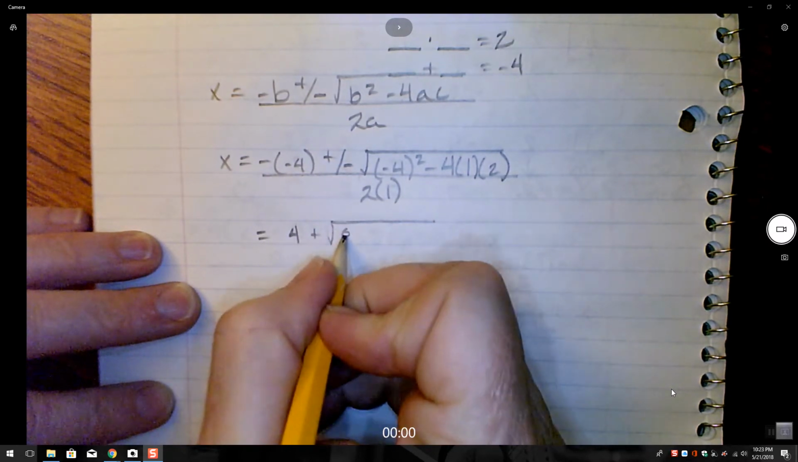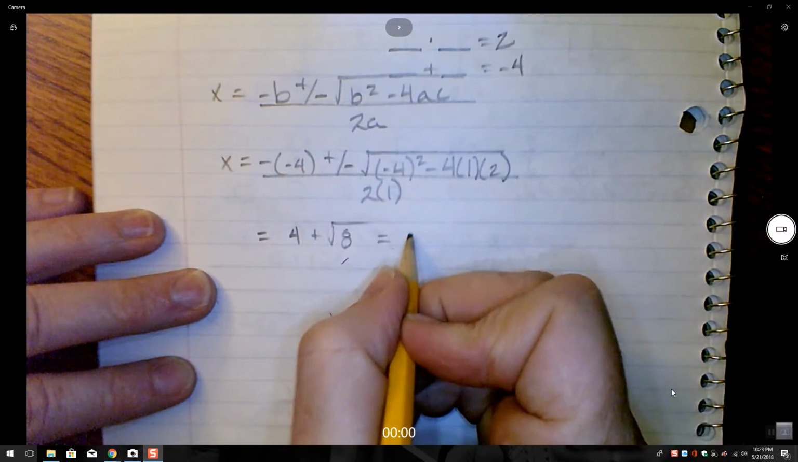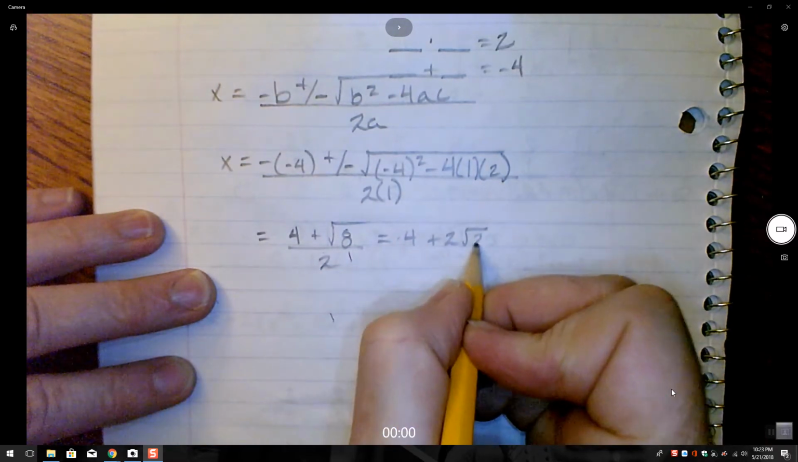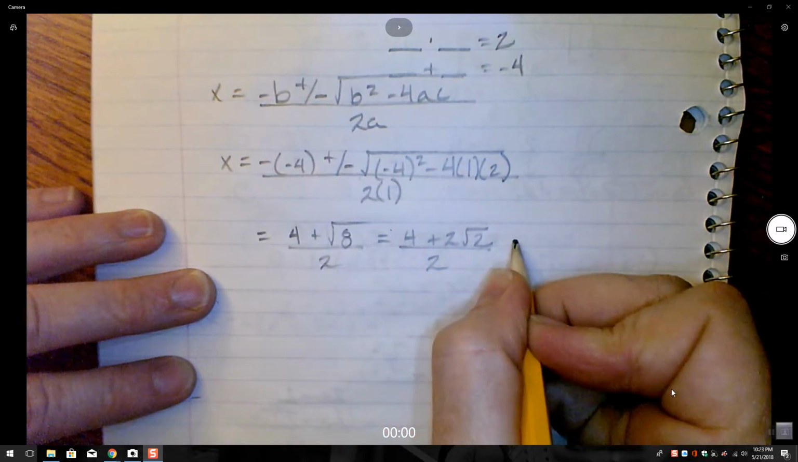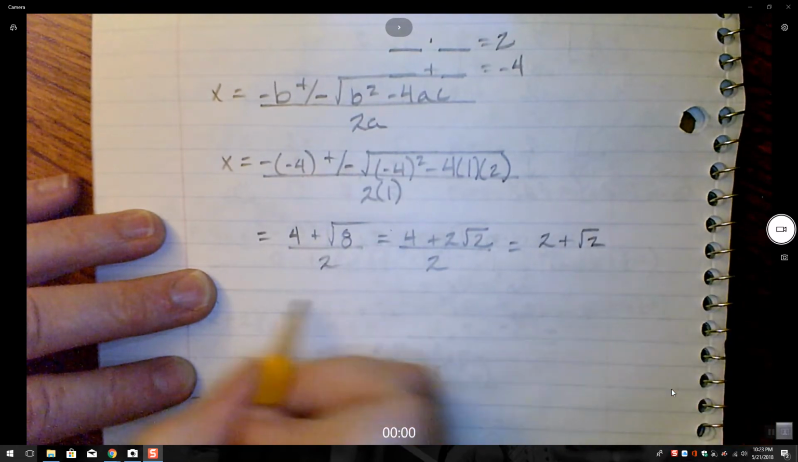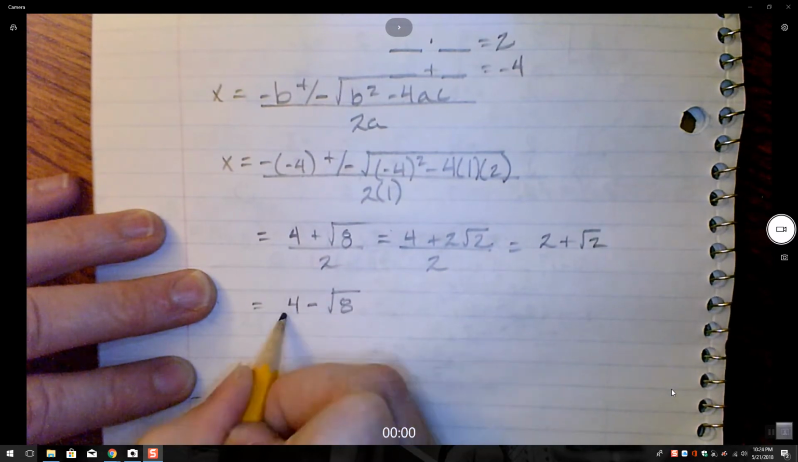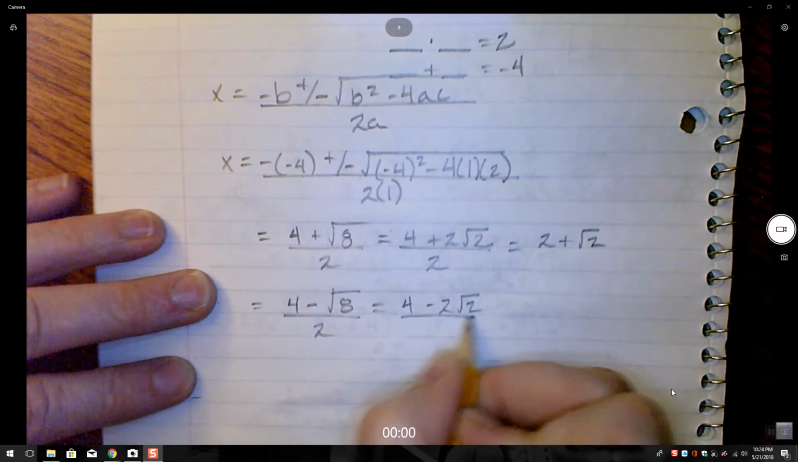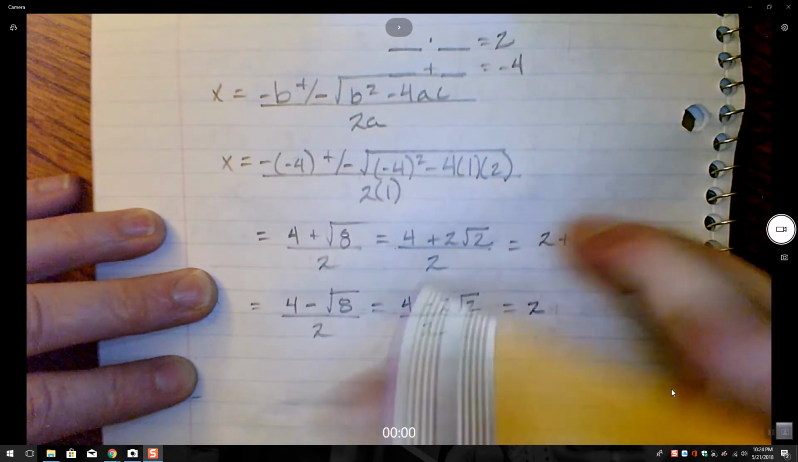oops, I didn't need quite all that, which equals 4 plus 2 root, oh, that was all over 2. And then I also have the 4 minus, equals, keep it straight.